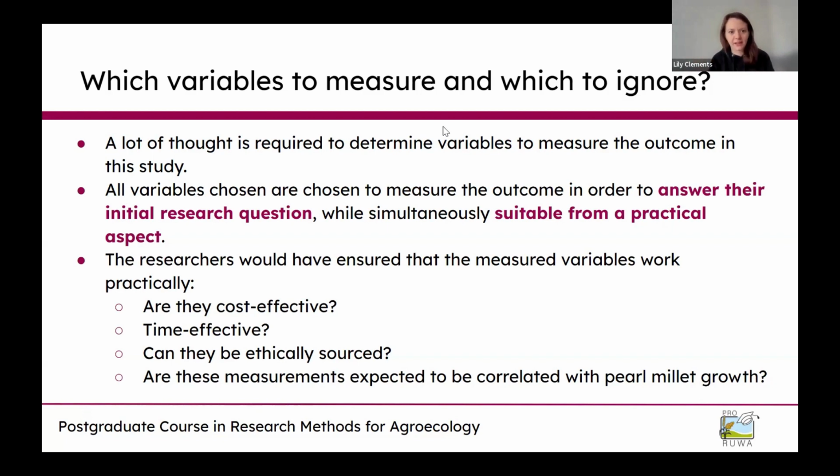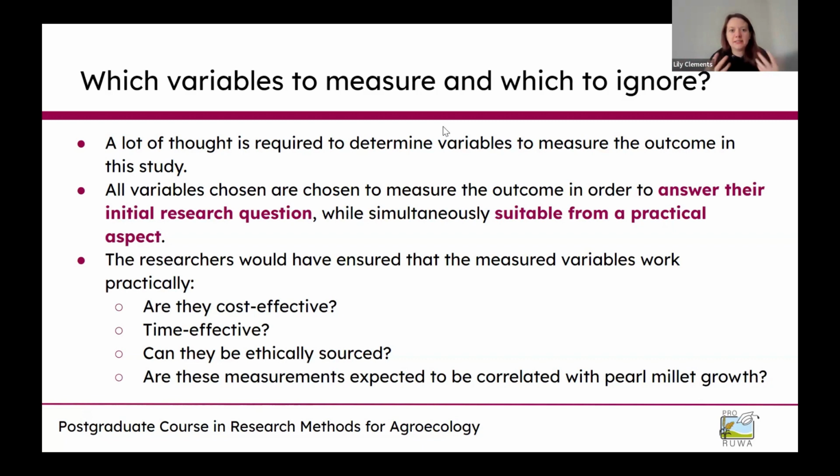Are they time effective? Can they be ethically sourced? Are they ethical? Are they expected to be correlated with pearl millet growth? You could do one thing which is cost effective, time effective, and ethical, but it's actually got nothing to do with the pearl millet growth. You could do things which are cost effective and ethical and related to the pearl millet growth, but if it's not time effective, then maybe you should consider ignoring that.